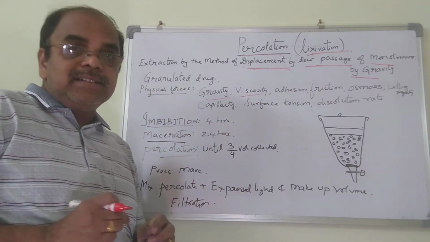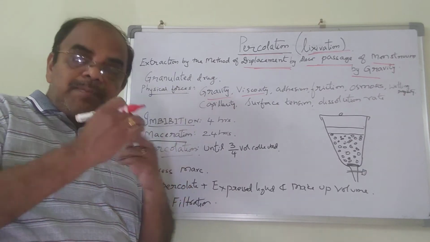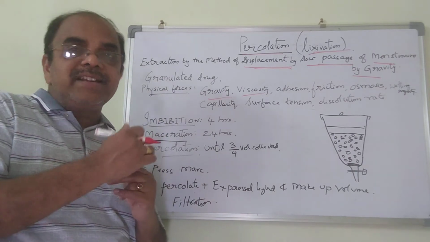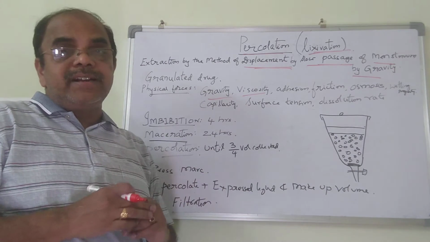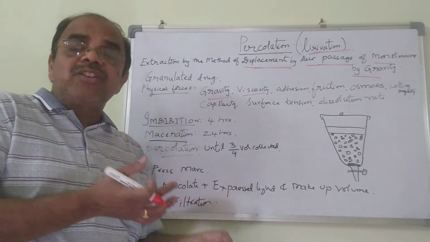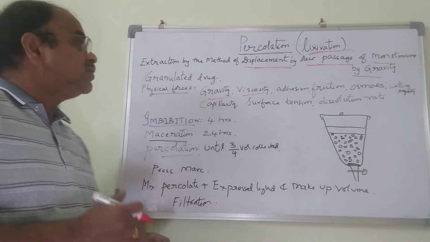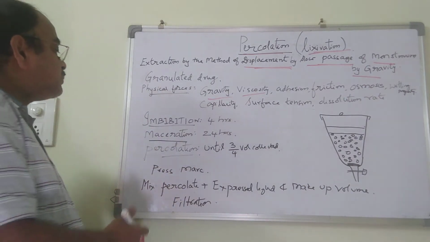And capillarity: each cell wall has some pores or capillaries. It may have some air, which has to be removed, then the solvent can enter easily. Also the surface tension of the solvent, and dissolution rate. Depending upon the active principle inside, choose the solvent. If polar active principles are there, choose a polar solvent, like that.